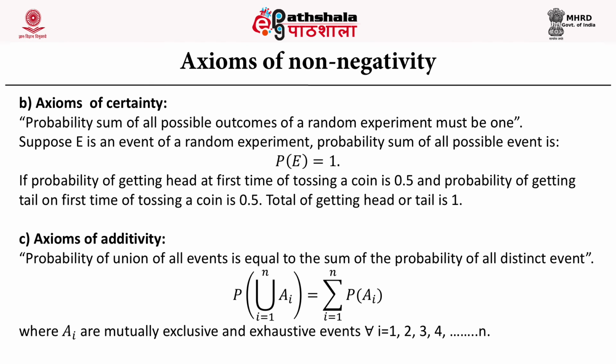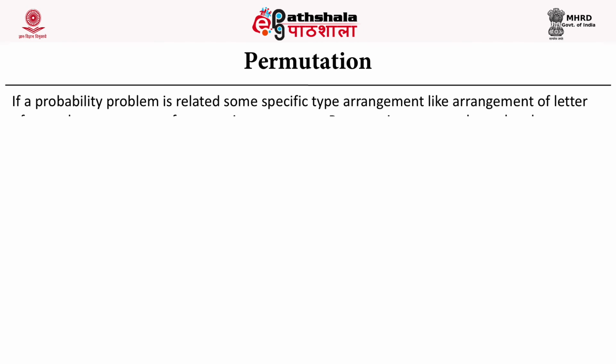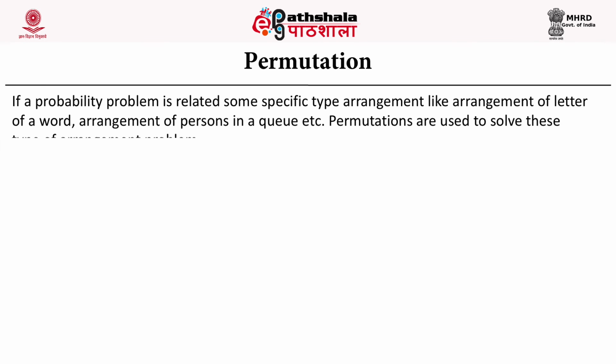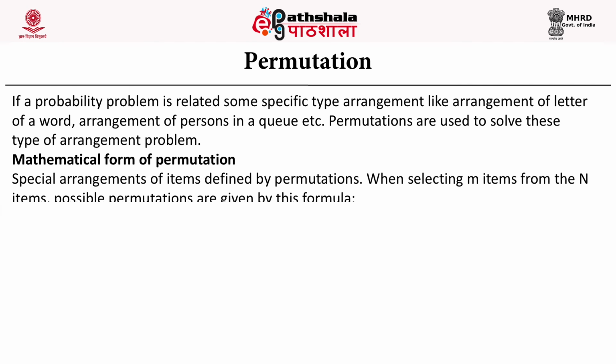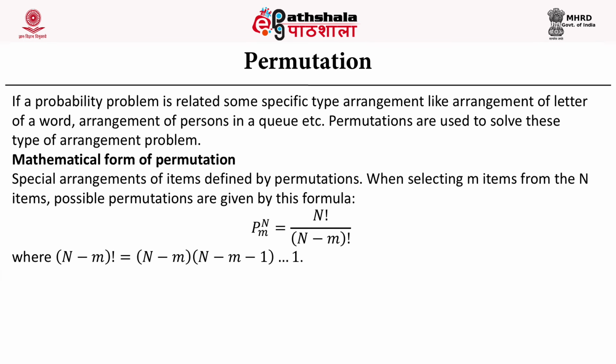Now we will discuss the definition of permutation. If a probability problem is related to some specific type of arrangement, like arrangement of letters of a word, arrangement of persons in a queue, permutations are used to solve these types of arrangement. Mathematical form of permutation: in this we discuss how one can find the permutation for a given problem, and the formula for permutation is given as n factorial divided by n minus m factorial, where n factorial is equal to n into n minus 1 and so on up to 1.